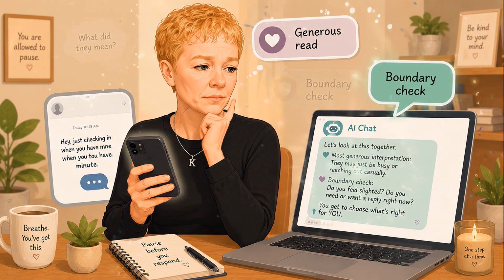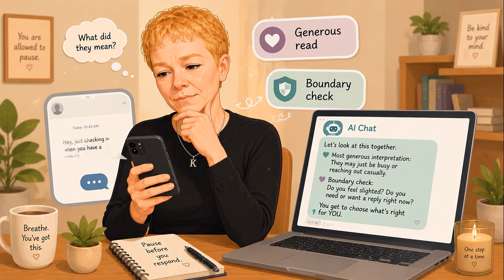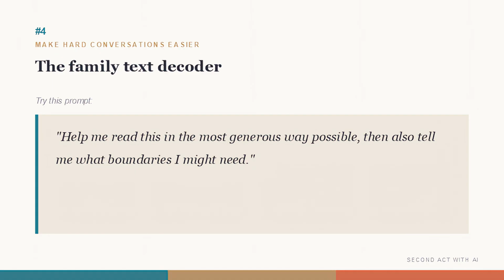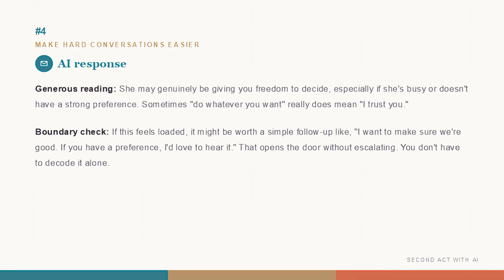Yeah, that one. Take that text, paste it into AI, and say, help me read this in the most generous way possible. Then also tell me what boundaries I might need. AI gives you both sides, the kind interpretation and the boundary check. So you're not spiraling and you're not being a doormat. And that's a win win.